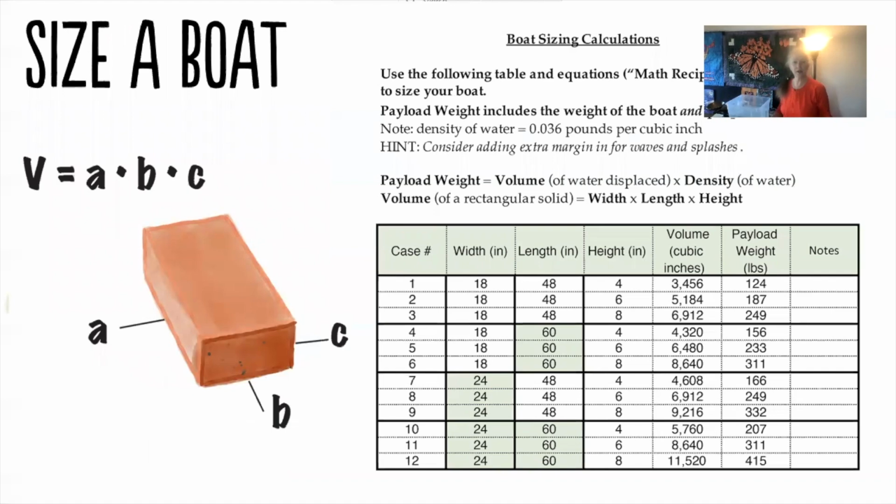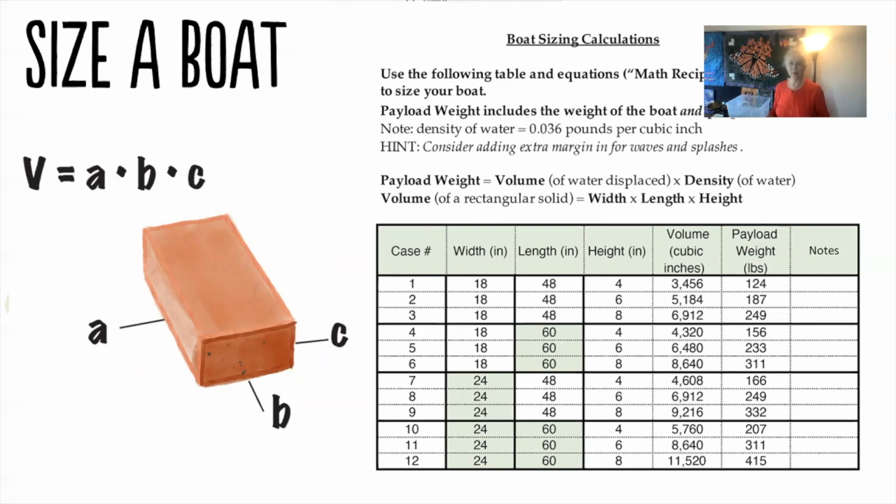Okay, so here's a simple table that we used, something very similar to this, to size our boats to come up with minimum dimensions. Now, for a rectangular solid, the volume is just the length times the width times the height. A times B times C. Pretty simple. And you can break this down into smaller pieces and make more complex shapes by just adding up different size rectangular solids.